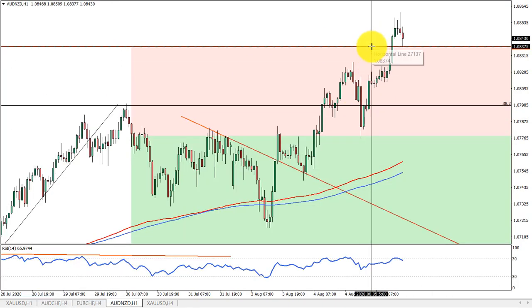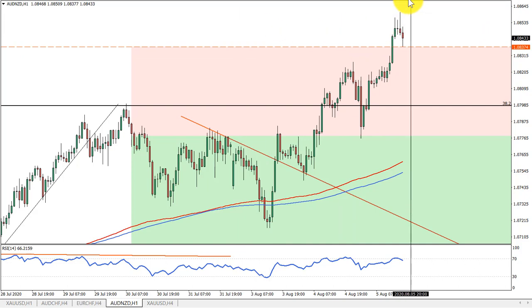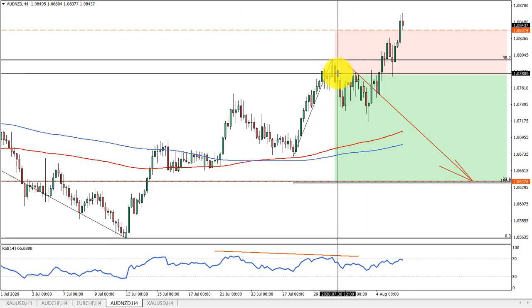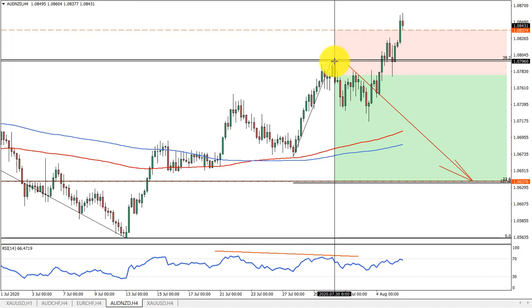Australian New Zealand dollar went up, broke above the resistance, and guys, this was a counter trend approach which we will not be providing anymore. All the ideas will be exclusively trend following.